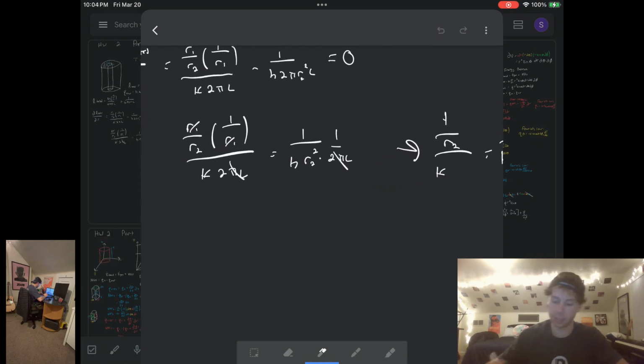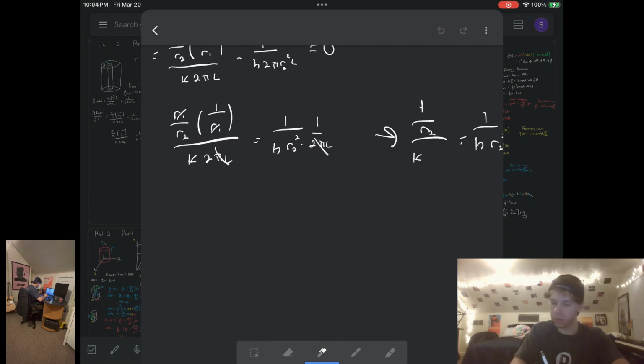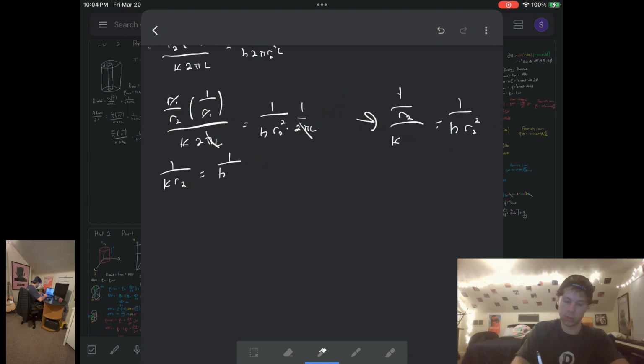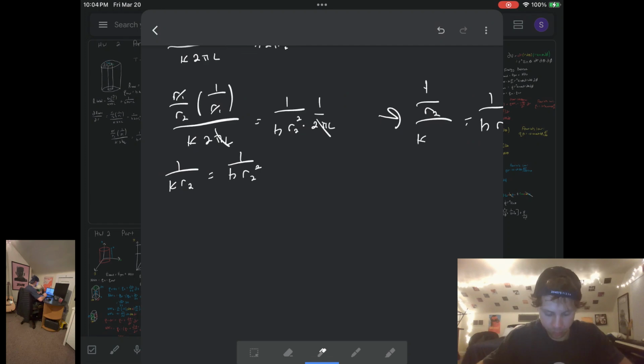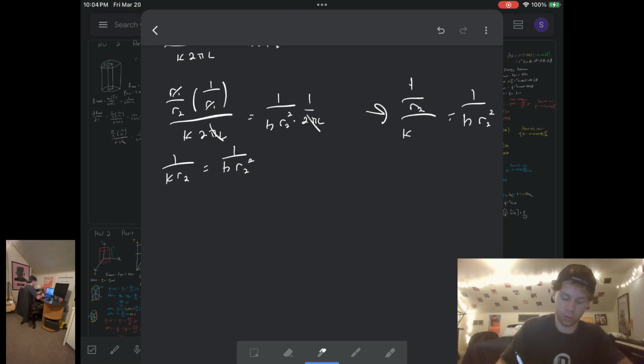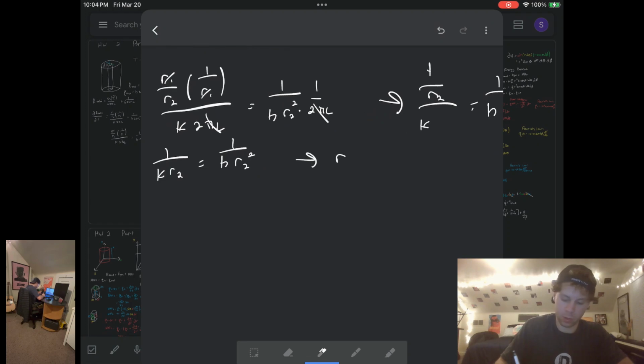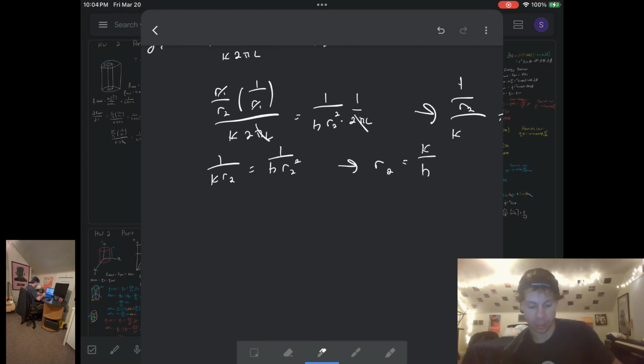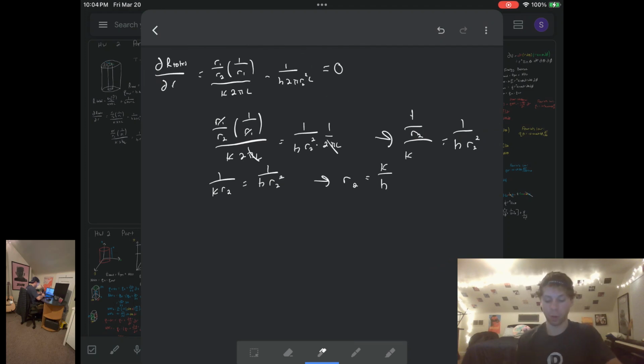So we can rewrite this as 1 over k R2 is equal to 1 over h R2 squared, which will simplify down to our radius equal to thermal conductivity over coefficient of convection. So that's our value for our zero.